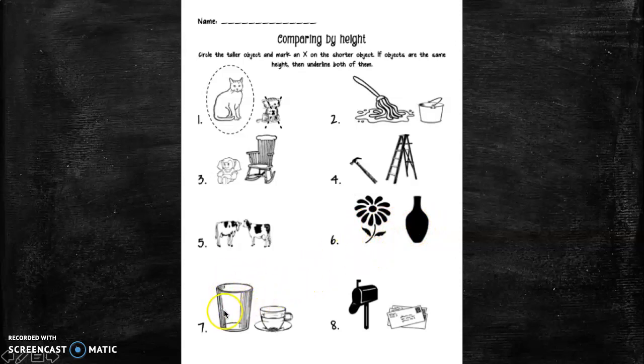How about this? The cup and the teacup. So the cup is taller than the teacup, and the teacup is shorter than the cup. How about here? The mailbox is taller than the mail, and the mail is shorter than the mailbox. Wow, you guys are super.